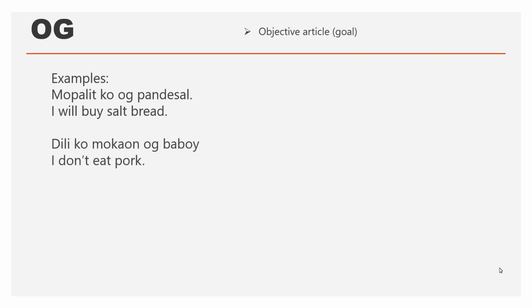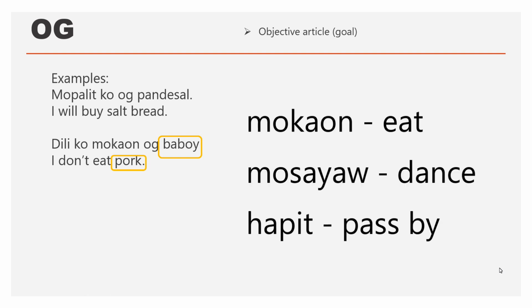Next, another one is dili ko mokaon og baboy. I don't eat pork. Dili means don't. Ko is I. Mokaon is eat. Og, and then baboy. Baboy is pork. Okay? So usually the mo is used in future tense when you're stating facts. Okay? Not in mag. Usually it's mo. Okay, so dili ko mukaon, dili ko musayaw, dili ko mo hapit, or muhapit means pass by.